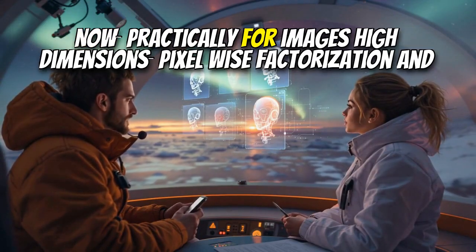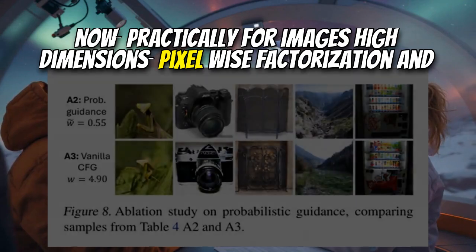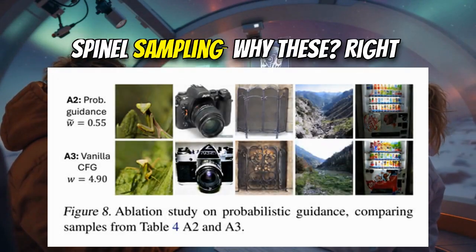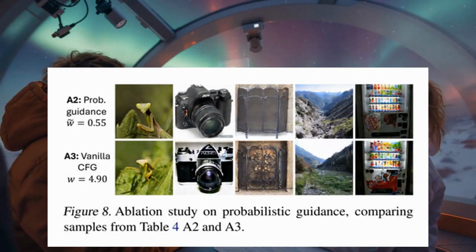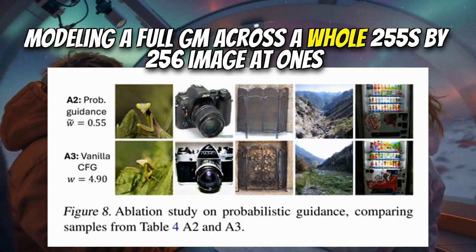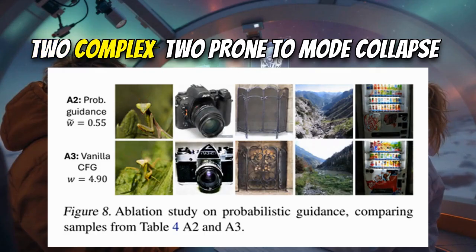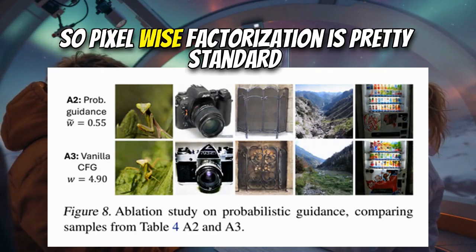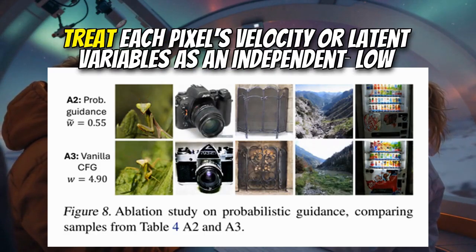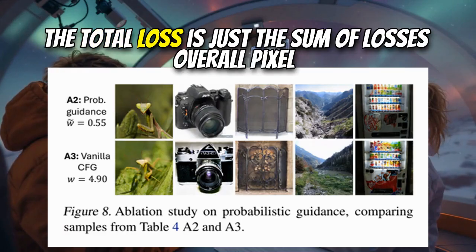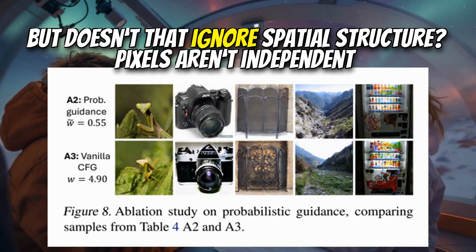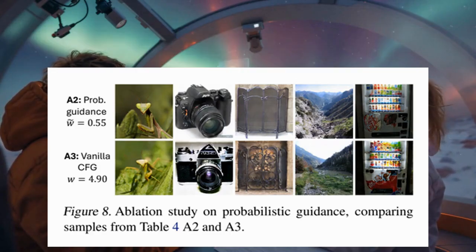Now, practically, for images, high dimensions, pixel-wise factorization and spatial sampling, why these? Right. Modeling a full GM across a whole 256 by 256 image at once, forget it. Too complex, too prone to mode collapse. So pixel-wise factorization is pretty standard. Treat each pixel's velocity, or latent variables, as an independent, low-dimensional GM. The total loss is just the sum of losses over all pixels. Makes sense computationally, but doesn't that ignore spatial structure? Pixels aren't independent. Exactly the problem.